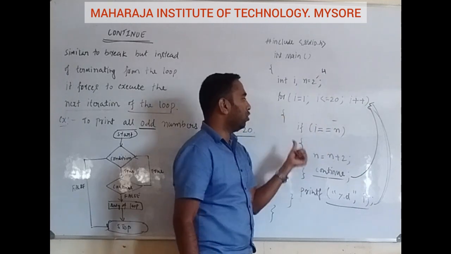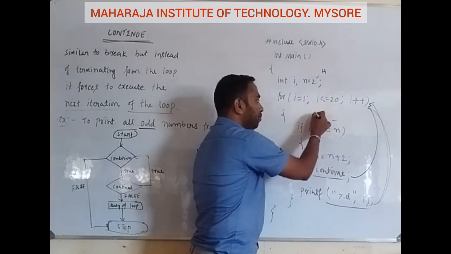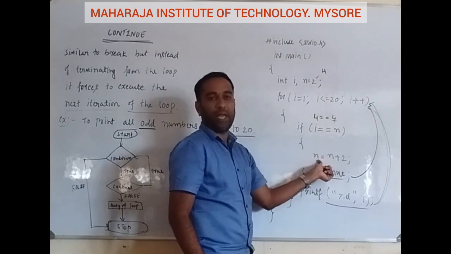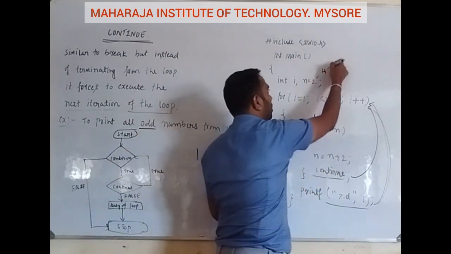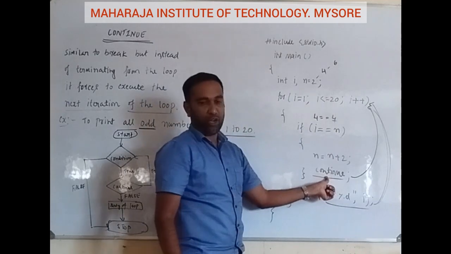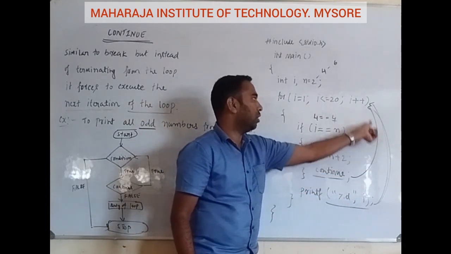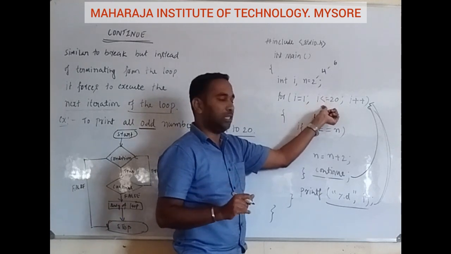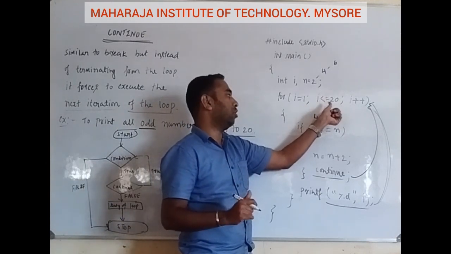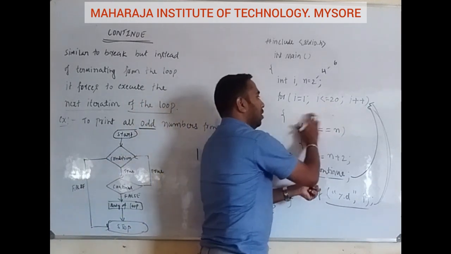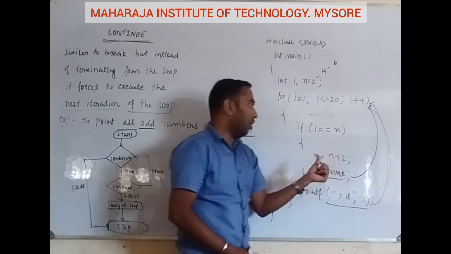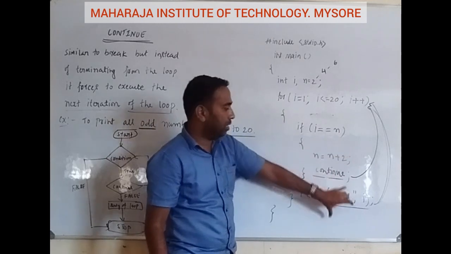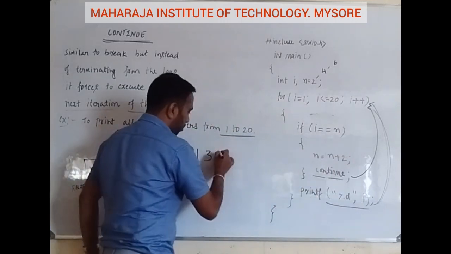It checks whether i equals n, that is, 4 equals 4. The condition is satisfied. Then increment n. n becomes 6. Then continue. Increment i, and i becomes 5. 5 is less than or equal to 20. Yes. 5 is not equal to 6, so it will not execute this statement and will directly print the i value.